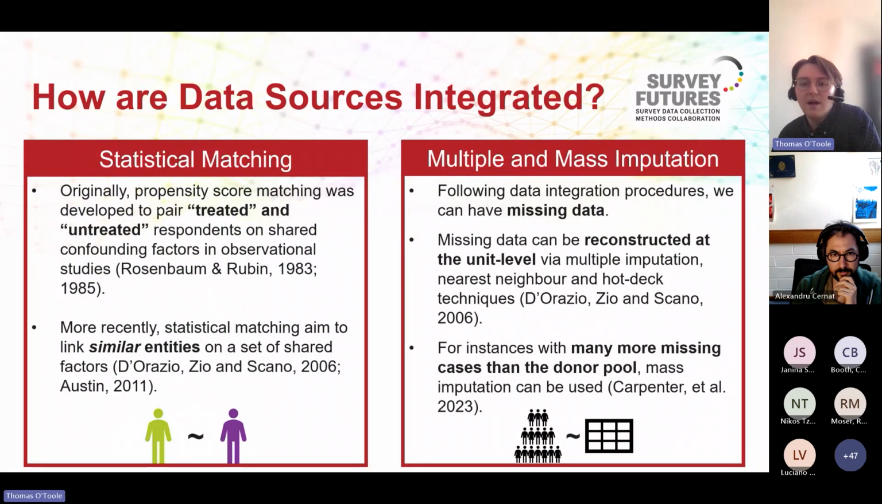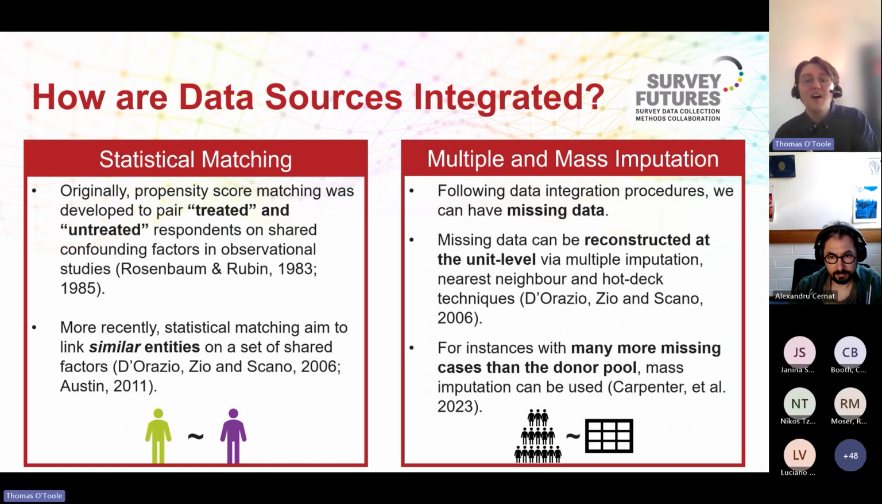There are also some statistical procedures which are becoming more prevalent in the data integration process. Statistical matching refers to the integration of data sources with no common unit. So instead, we're linking similar units based on a set of shared factors. This was initially conceived by Rosenbaum and Rubin to mimic the features of a randomized control trial in observational studies by matching respondents, sometimes across data sets, to estimate the effect of an exposure of interest, usually a policy, on outcomes of interest, usually health or financial. Since then, statistical matching has evolved in official statistics to link, for example, expenditure and income variables from separate surveys.